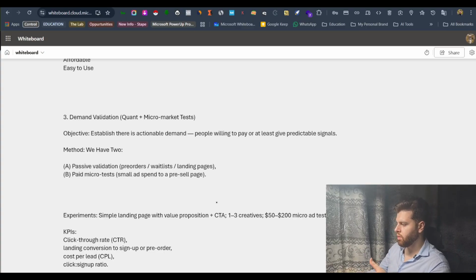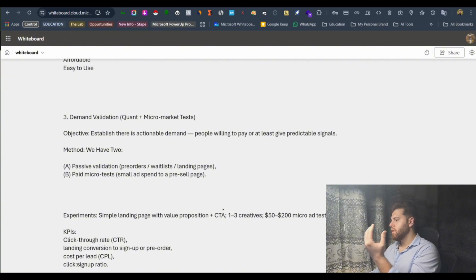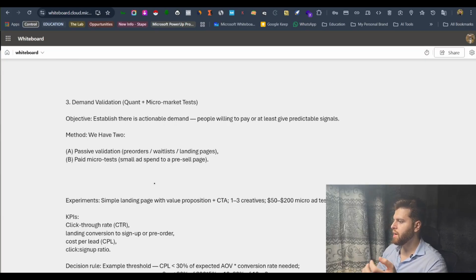So if metrics are moving or not, if really there is at least a signal of the need of this product. So the method that you can use here is a passive validation.